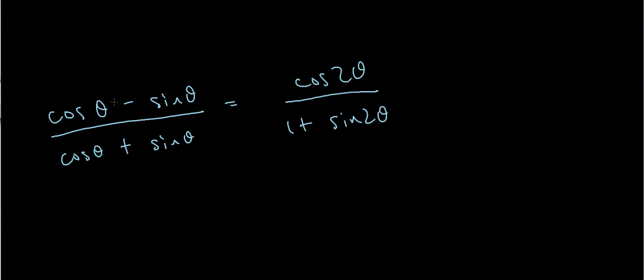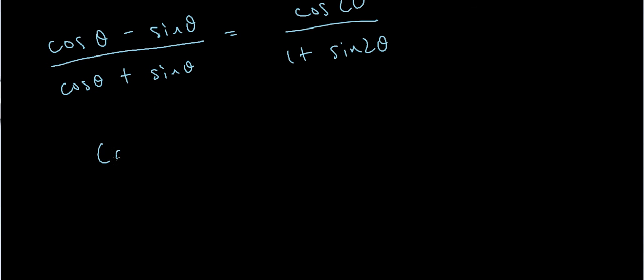Well, you'll notice if I multiply this thing by cos theta plus sine theta, I know that by the difference of two squares, I'll get cos squared theta minus sine squared theta. So let's see if that helps. So if I multiply the top and the bottom by cos theta plus sine theta, what happens? So what happens when I do that?